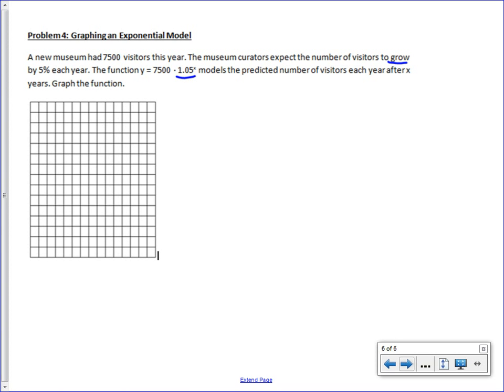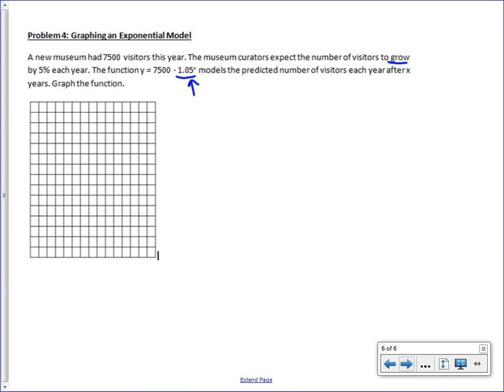And the 5% is reflected in our factor right here by the 0.05. The 1 represents 100%. So that means that they expect the same number of visitors next year plus 5% more. All right, so let's graph our function.